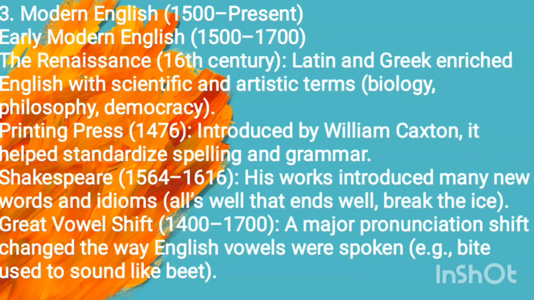Next one, modern English period, it starts from 1500 to present. In early modern English, it starts from 1500 to 1700. The Renaissance borrowed many Latin and Greek words for science and arts. That words are biology, philosophy and democracy. Printing press starts from 1476. William Caxton's press helped standardize English spellings and grammar.